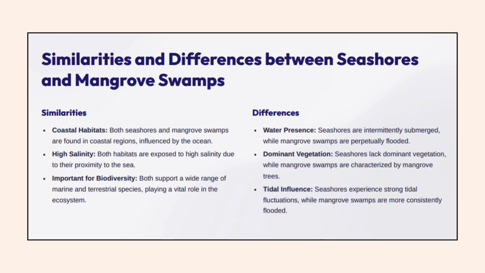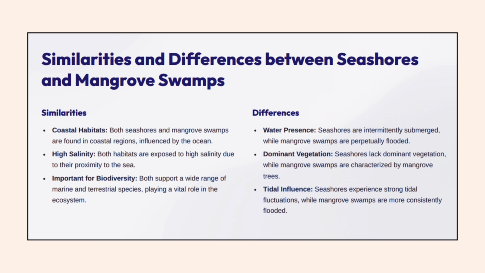So, saan naman sila nagkakaiba? So, water presence. So, seashores are intermittently submerged while mangrove swamps are perpetually flooded. Dominant vegetation. Seashores lack dominant vegetation.